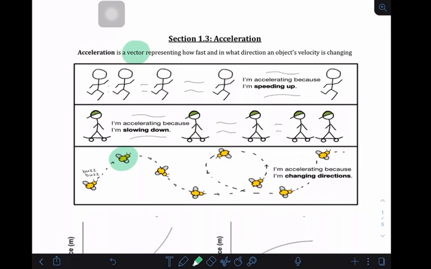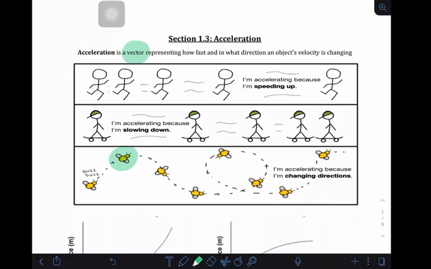Acceleration, though, includes objects that are slowing down. As their velocity is decreasing, they are, you could say, negatively accelerating, or decelerating would be another word for that. The last example we don't think of as acceleration, but when an object is moving and changes direction, it's accelerating, and we can think of it in terms of the second B here.